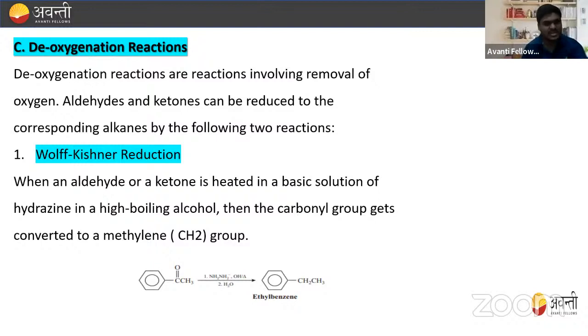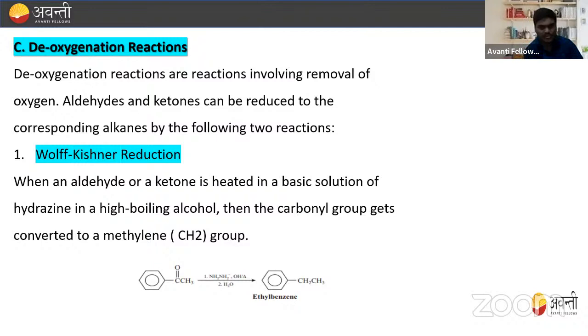So deoxygenation means that an aldehyde or ketone can be reduced to the corresponding alkane by the following two reactions. The first one is the Wolff-Kishner reduction. When an aldehyde or ketone is heated with hydrazine in a basic solution in a high-boiling alcohol, the carbonyl group gets converted to a methylene CH2 group.